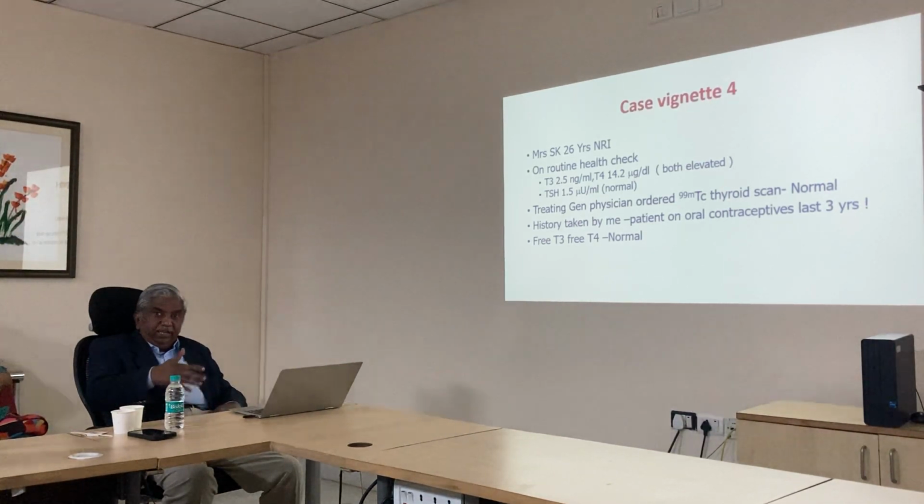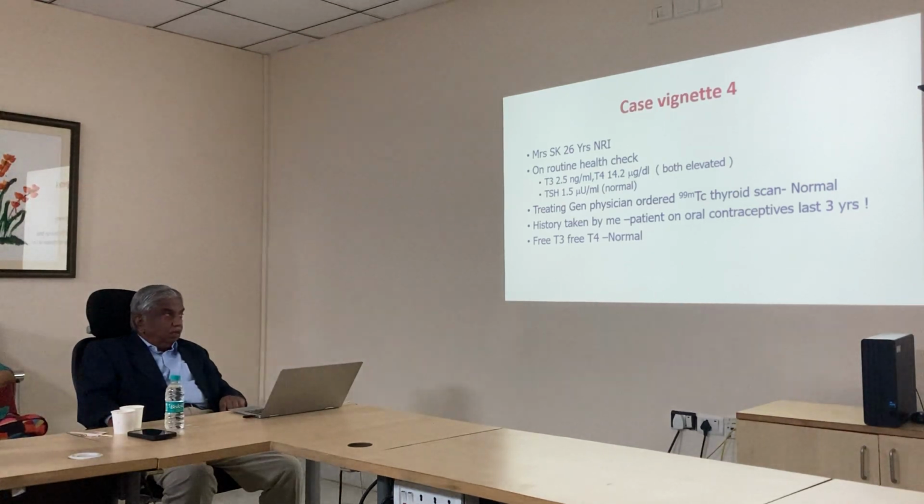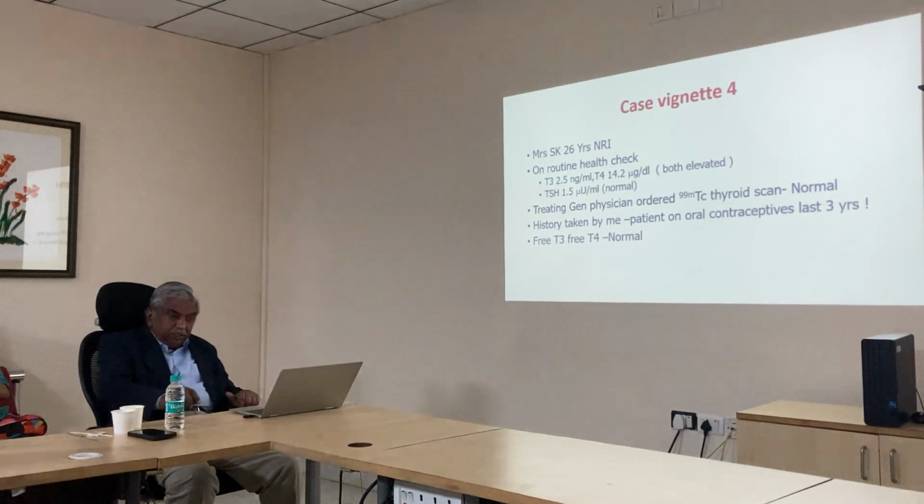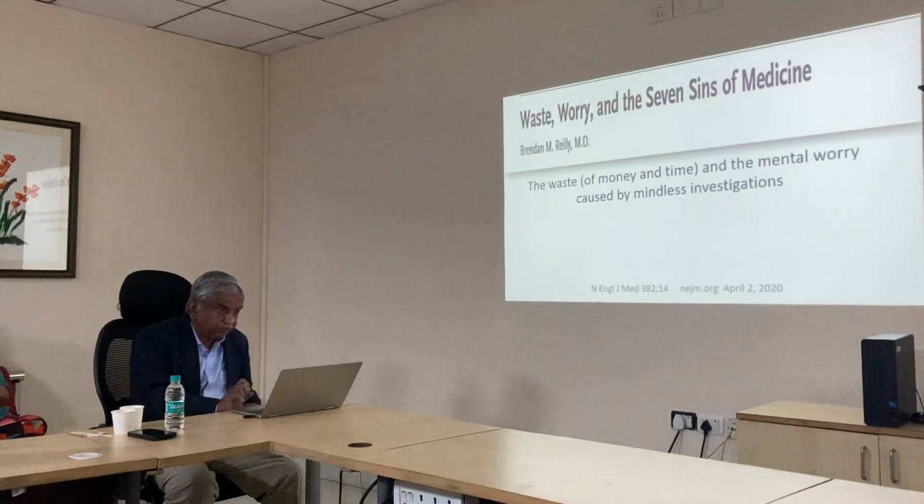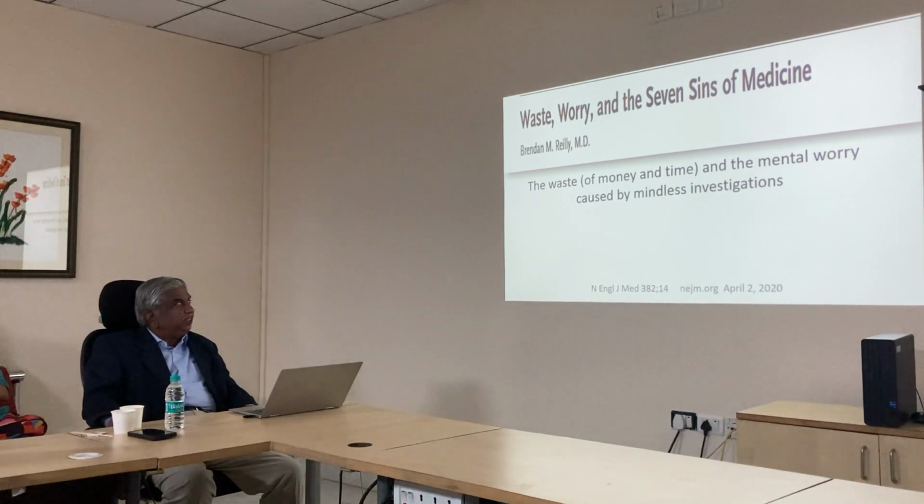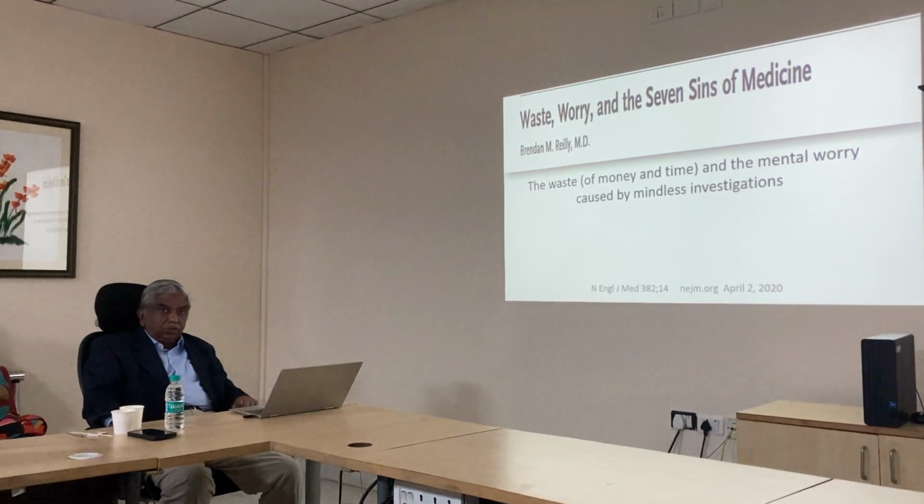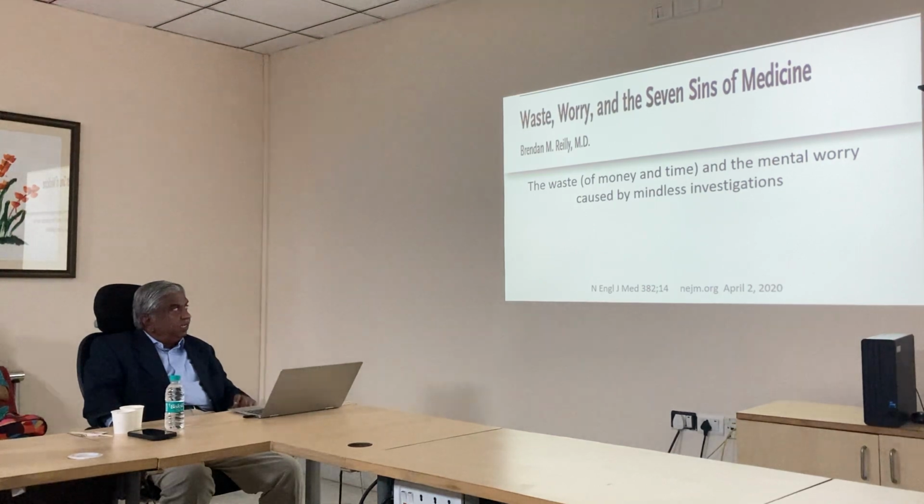So often we get referrals from obs gynae in pregnancy for high total T3, total T4 with normal TSH. We have to explain to them that it is because of binding protein alteration. Free T3 and free T4 expectedly were normal. So in this patient, it was an unnecessary technetium thyroid scan, which was costly as well as a minor radiation exposure, and the mental worry caused by mindless investigation.